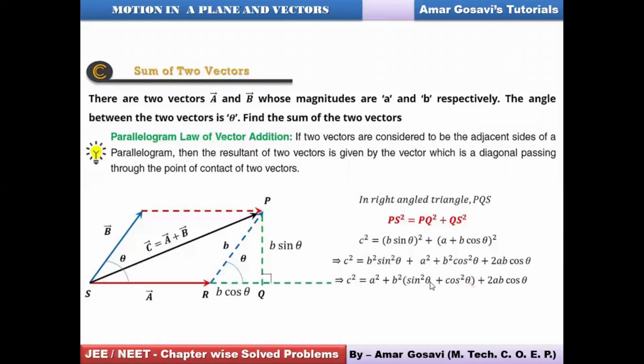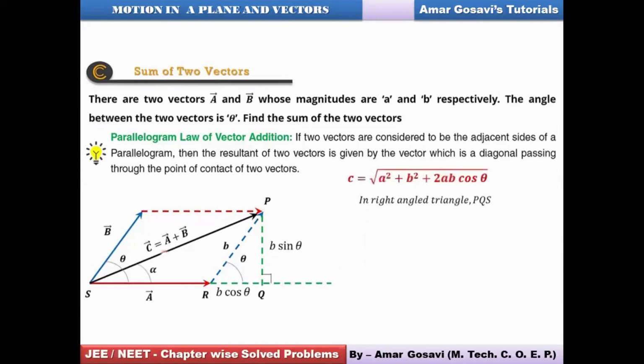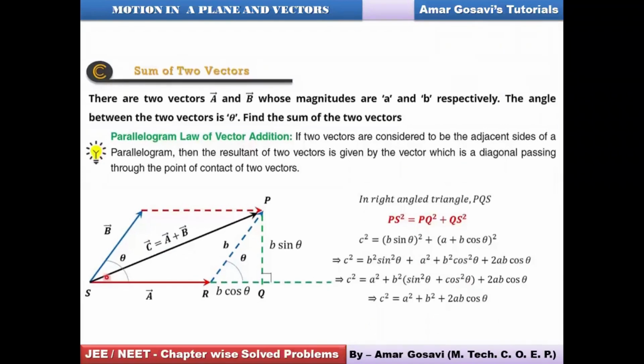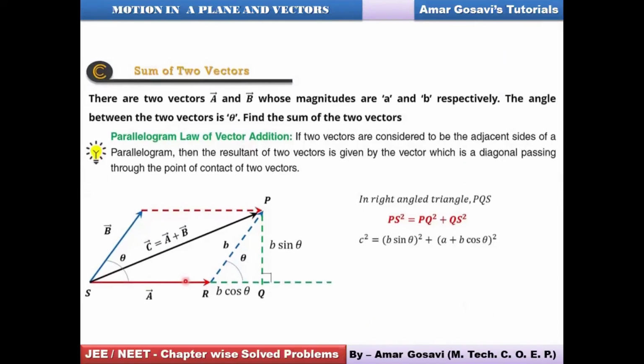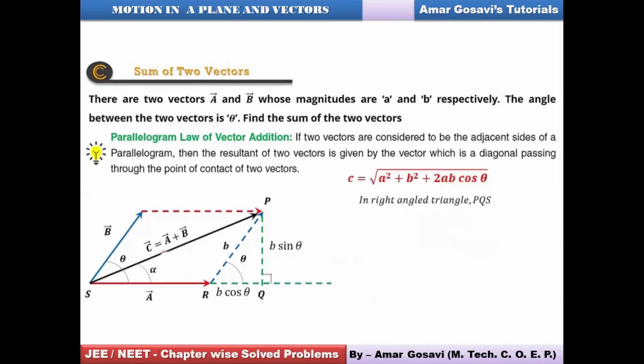Now, sine square theta plus cos square theta is 1. You all know the trigonometrical identity. So then C square, that is the resultant, will be given as C square equal to A square plus B square, because this bracketed term has become 1, plus 2AB cos theta. So you take the square root of this. When you take the square root, friends, you can see C will be root of A square plus B square plus 2AB cos theta.